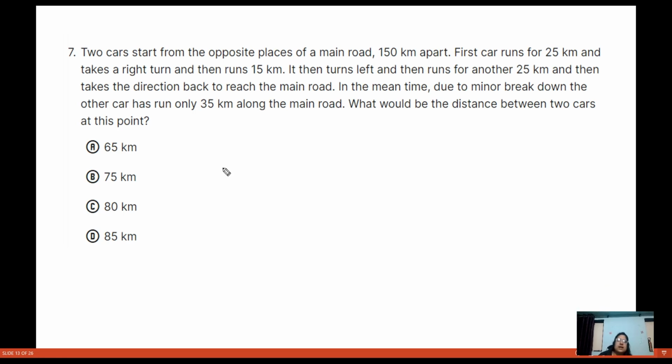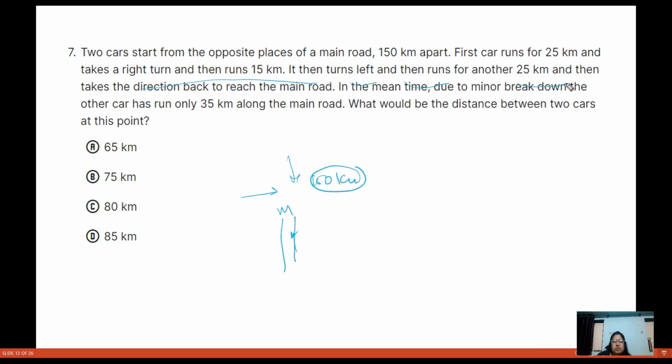Now you see this kind. Two cars start from opposite places of a main road 150 km apart. So there are two cars, and they start from opposite places of a main road. 150 km apart.